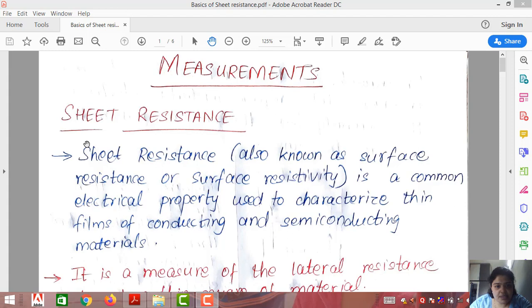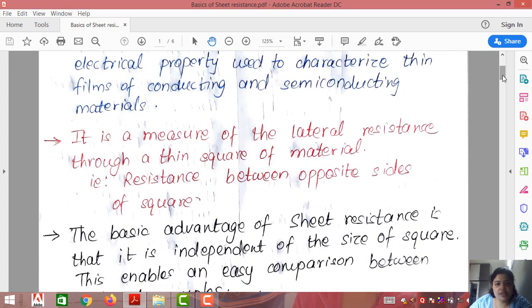Now, sheet resistance is commonly known as surface resistance or surface resistivity. It is a common electrical property which is used to characterize thin films of conducting and semiconducting materials. So it is basically a property related to conductors and semiconductors, and specifically thin films of semiconductors. So what exactly is sheet resistance? It is a measure of lateral resistance through a thin square of a material.